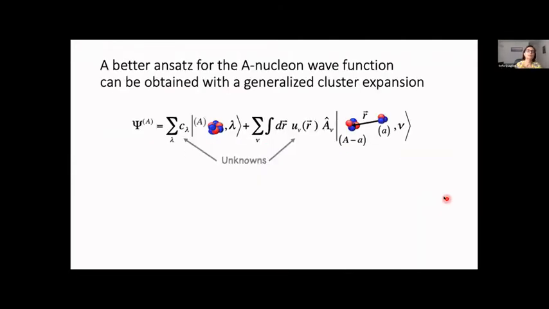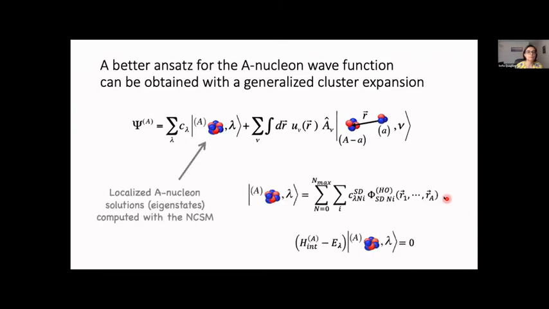Well, the solution is that one has to go beyond the resonating group method ansatz, and one has to consider a generalized cluster expansion. In particular, what we do is consider an expansion in which we now have two sets of basis states. One is a set of localized A-nucleon solutions that are eigenstates of the intrinsic A-nucleon Hamiltonian computed within the no-core shell model.